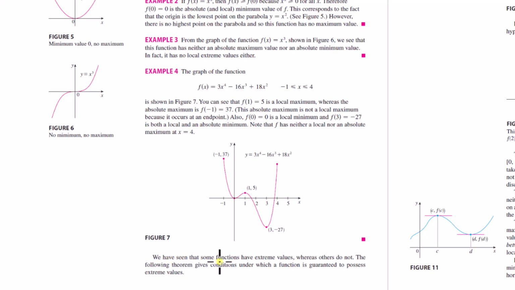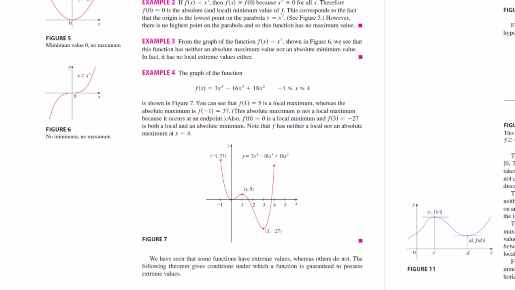Okay, so we have seen that some functions have extreme values, whereas others do not. The following theorem gives conditions under which a function is guaranteed to possess extreme values.